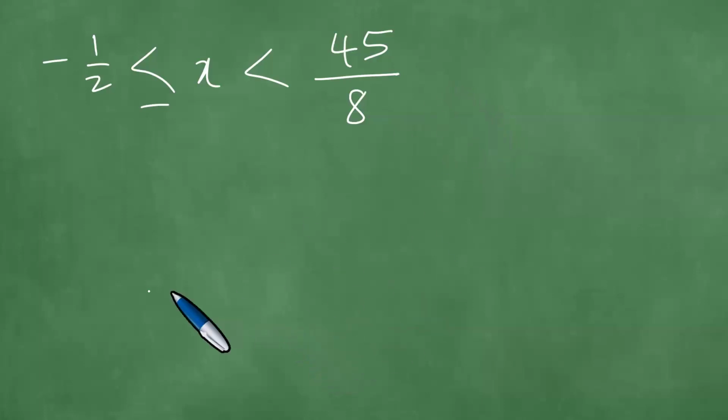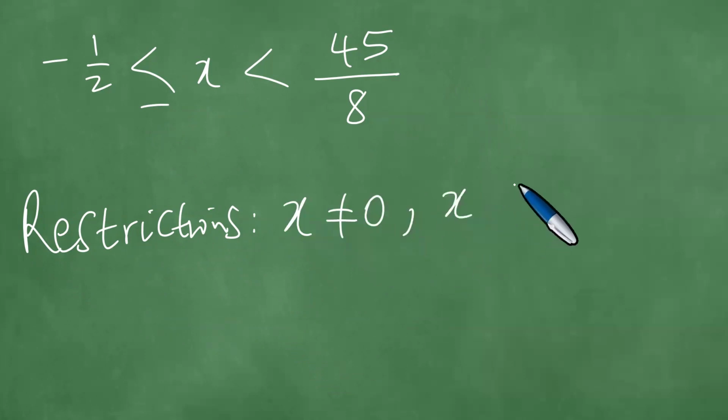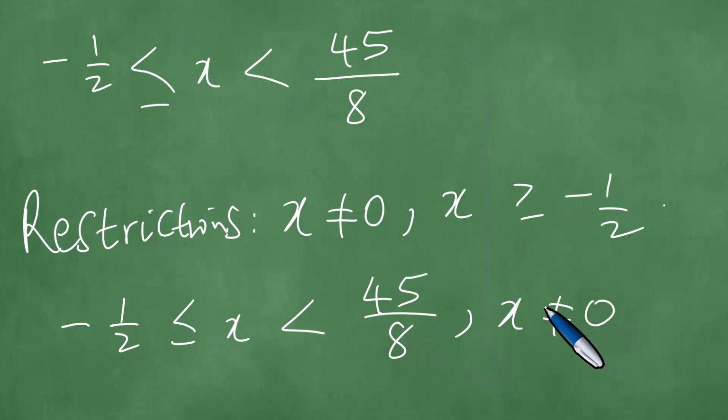But recall the restrictions. This answer must also satisfy the restrictions. Namely, we said x is not 0, but also x is greater or equal to minus 1/2. So this agrees that x is greater or equal to minus 1/2. But we must say that x is not 0. So the solution is minus 1/2 less or equal to x less than 45/8, together with x not equal to 0, because between the negative 1/2 and the positive 45/8, there is a 0. Between every negative number and a positive number, there is 0. So we must state that x is not 0.